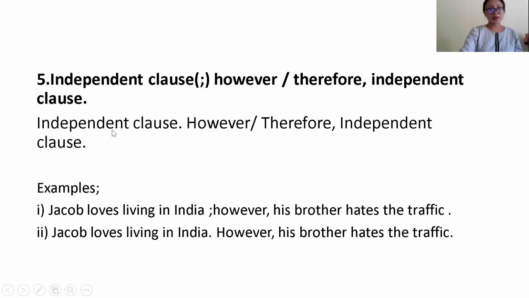Next is independent clause, full stop. However, this is in capital. After a full stop, we use a capital letter. However or therefore, comma, independent clause. Example: Jacob loves living in India. See, this is a complete sentence. Full stop. However, I started with what? Capital letter. However, comma, his brother hates the traffic.